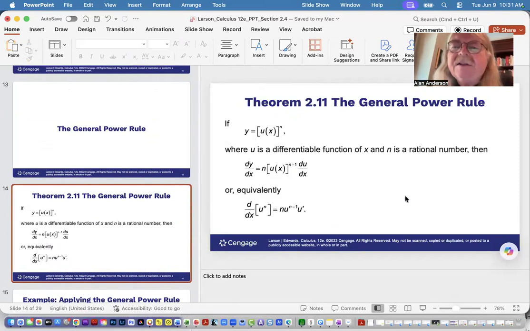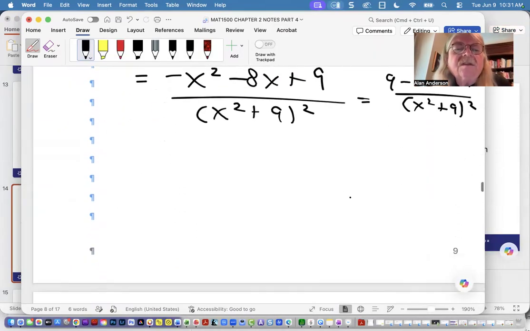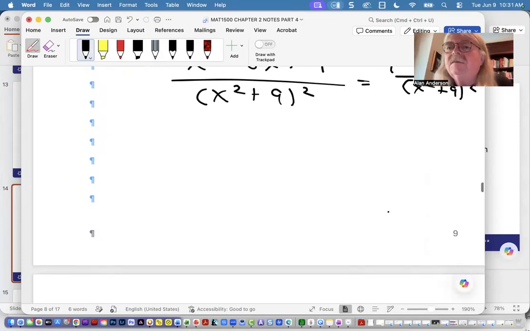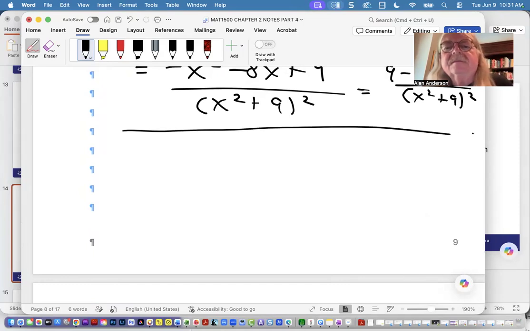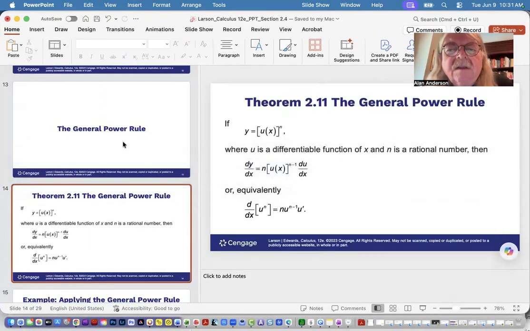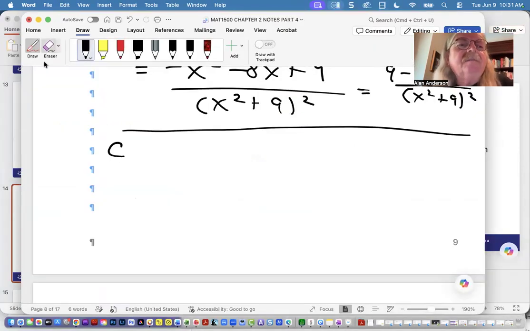And again, you notice how the notation is starting to get a little different. We're using u's in here. So we have to be comfortable with all these different notations that will spring up. So we'll start, this is the general power rule. The chain rule is related to it.